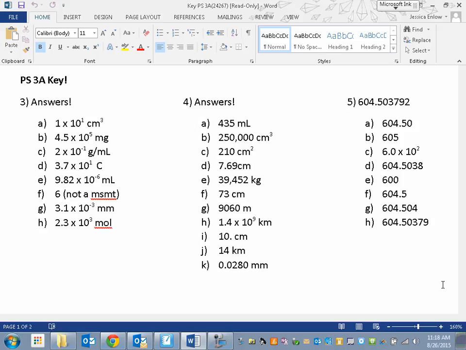I typed this up this morning about 5:45 for you guys. So if I missed a squared, because subscripts and superscripts are sometimes an extra step, that should be correct on I, 10 centimeters squared.